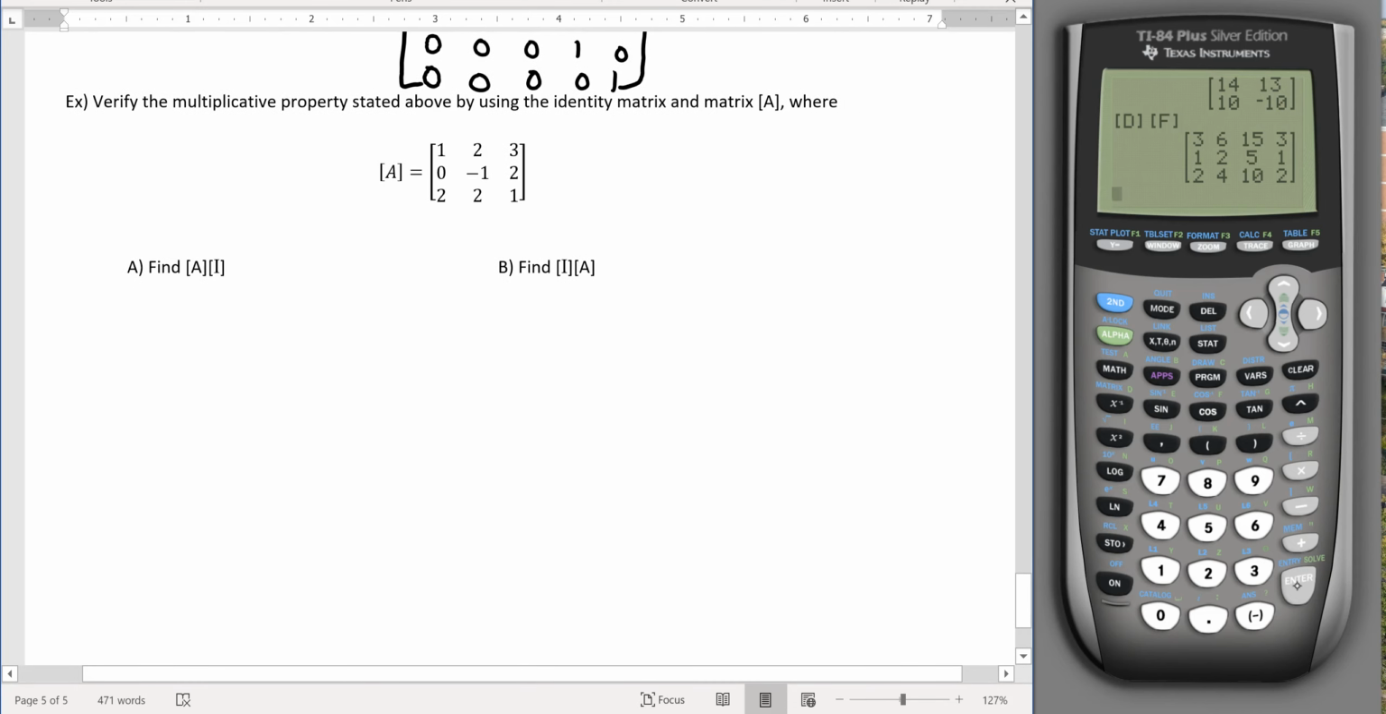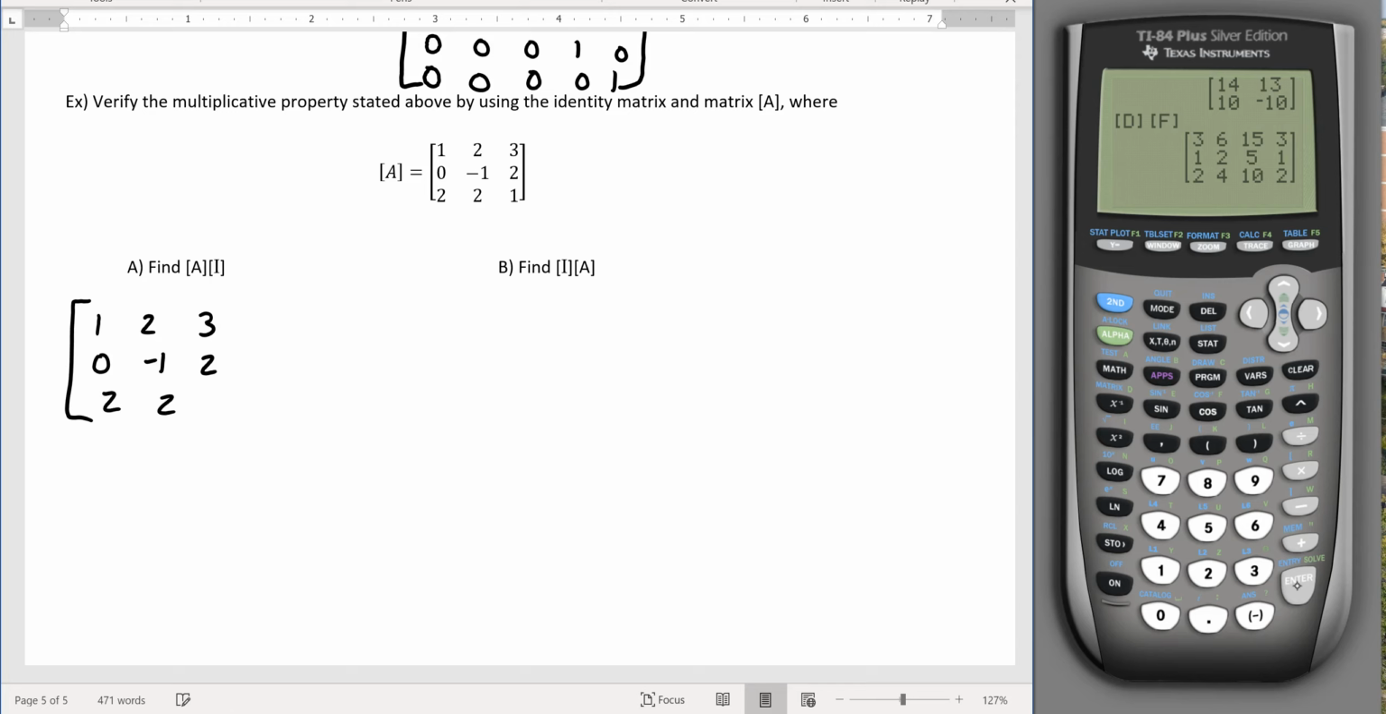And the cool thing about the identity matrix is how it interacts with other matrices. So I want to show you this, and this will be the last thing we do today. So here's matrix A. It's a 3 by 3. Find AI. So not artificial intelligence, just A times I. I'm not trying to have you take over the world here with some computers. All right, find A times I. So that would be 1, 2, 3, 0, negative 1, 2, 2, 2, 1 times I3 in this case, right? Because it has to have the same order. So 1, 0, 0, 0, 1, 0, 0, 0, 1. And that's going to be what I type into my calculator.